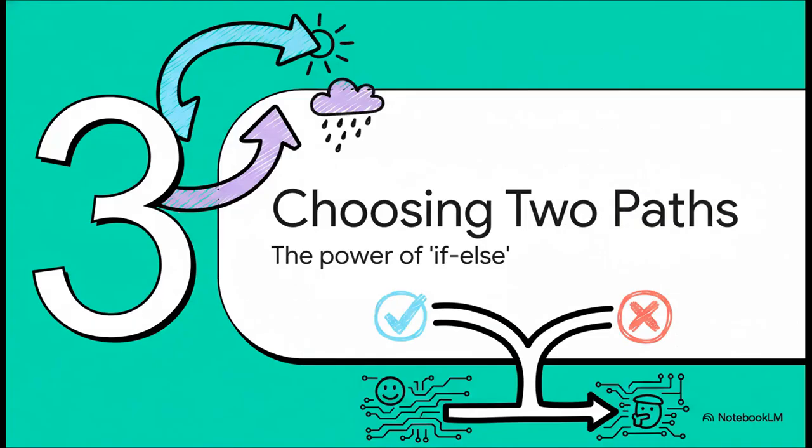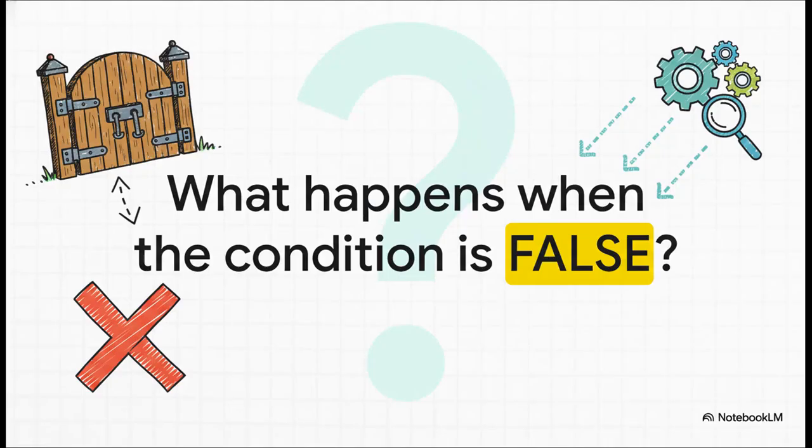Okay, on to section 3, choosing between 2 paths. Here we'll talk about the power of if-else. So if is great for doing something or doing nothing. But what if we need the computer to do one thing if a condition is true and a completely different thing if it's false? And that's the key question, right?